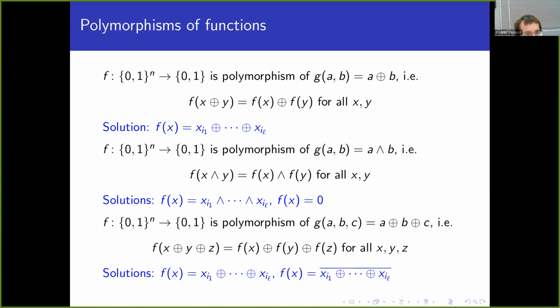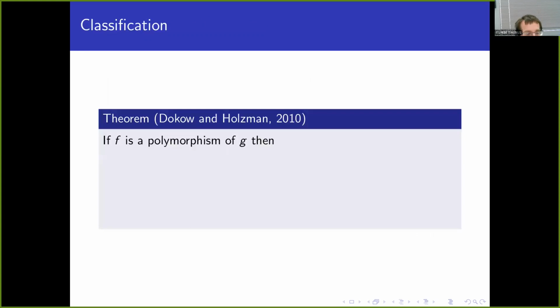Now on to the general case. This is work of Dokov and Holtzman, and they showed that if f is a polymorphism of g, then either f is a so-called trivial polymorphism, so either it is a constant, it is a projection or a dictator, x_i, or the negation of a projection or a dictator, also known as an anti-projection. So this is one option.